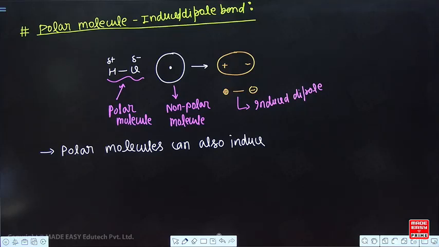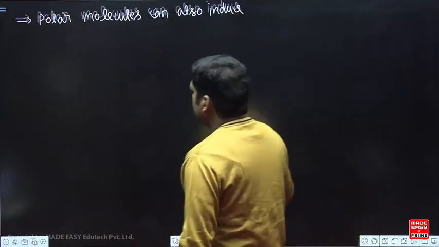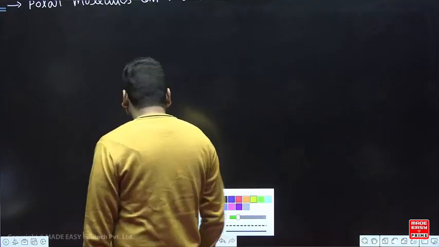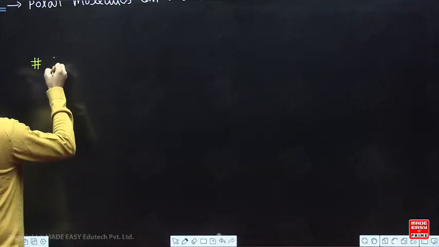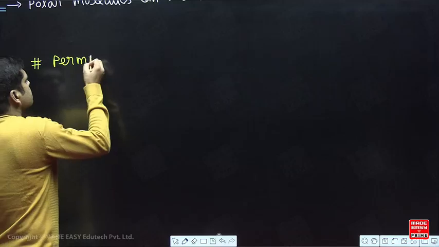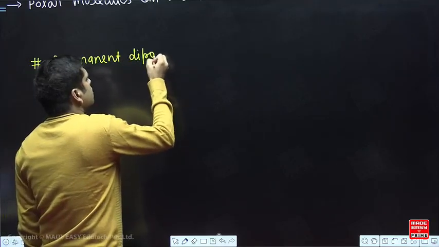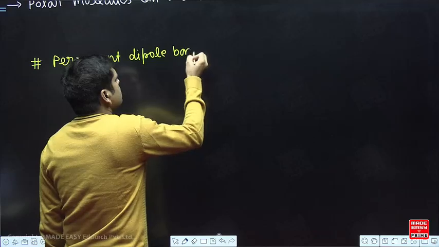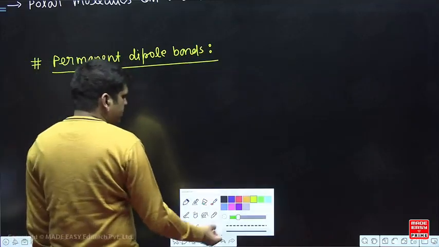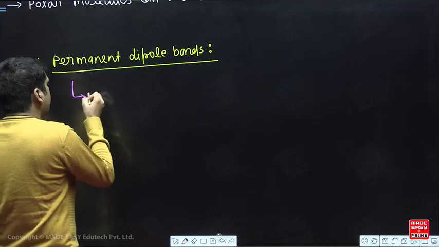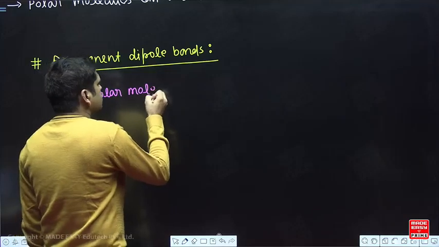Next one. Permanent dipole bonds. These will be the strongest of all these secondary bonds. This will be found in polar molecules.